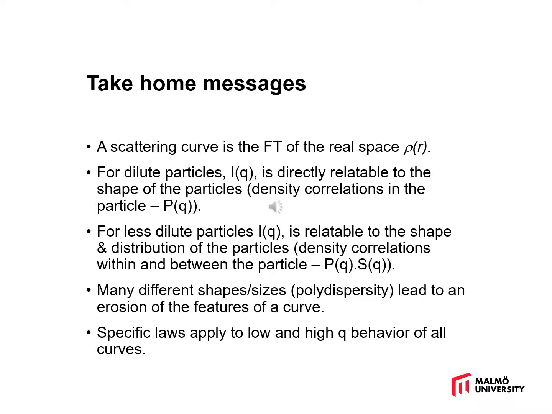If you have many different shapes and sizes, or polydispersity, this leads to the erosion of the features of the curve, which is to say one cannot determine the shape of the particles from a polydispersed solution, because you have a distribution and the scattering curve is a superposition of all the different kinds of shapes and sizes. However, there are some very simple laws that you can apply to the low Q and the high Q behavior to still get some quite useful information.